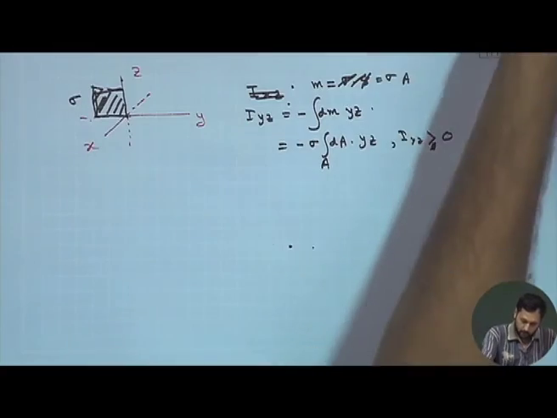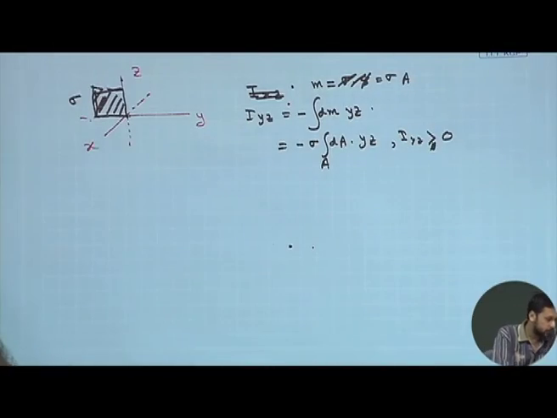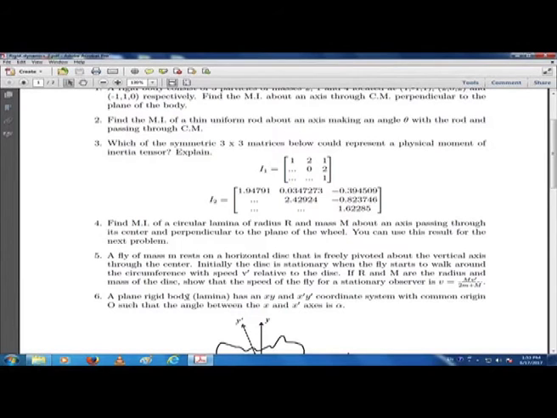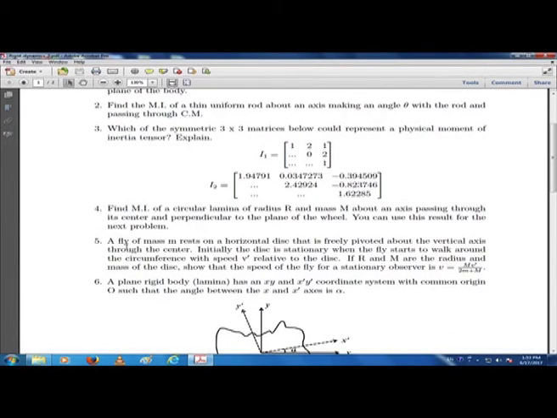Now, let us move on to problem number 4 and 5. Actually, 4 and 5 are very much related with each other.